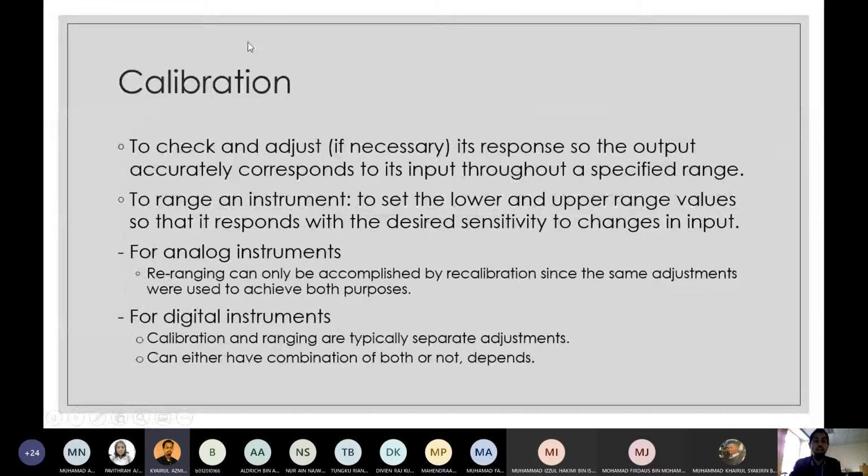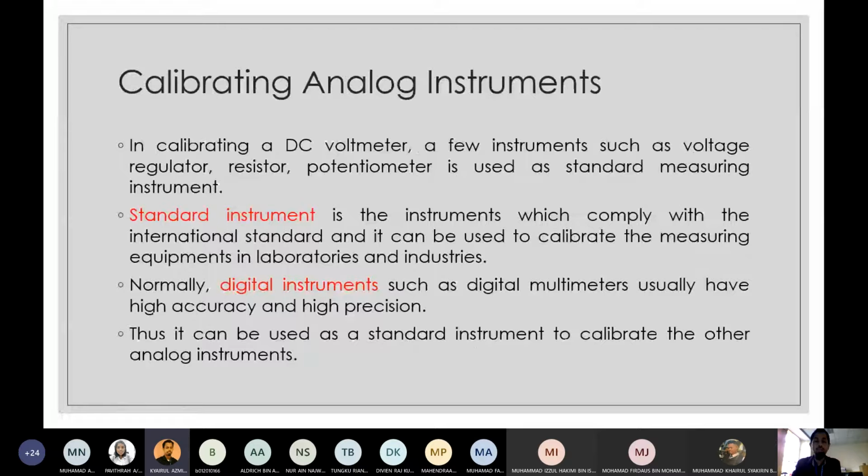So for calibrating analog instruments, we have a few definitions. In the lab, usually we have a standard instrument. Standard instrument is the instrument that we use to calibrate other measuring instruments. Usually we can use digital instruments as the standard instrument because they typically have higher accuracy and precision. So that's why we can use that digital instrument.